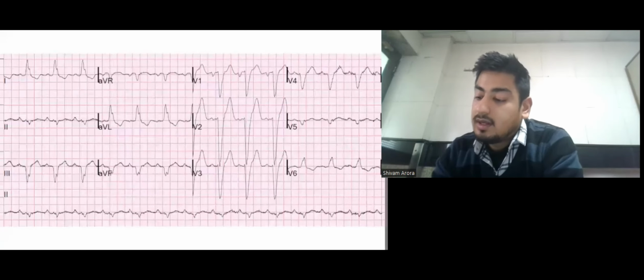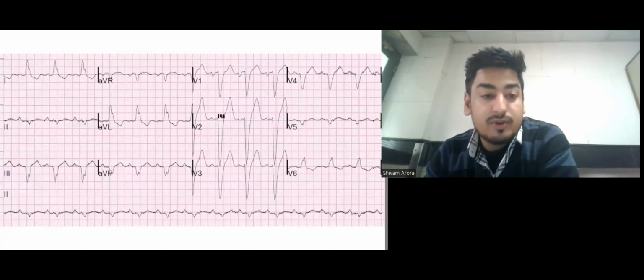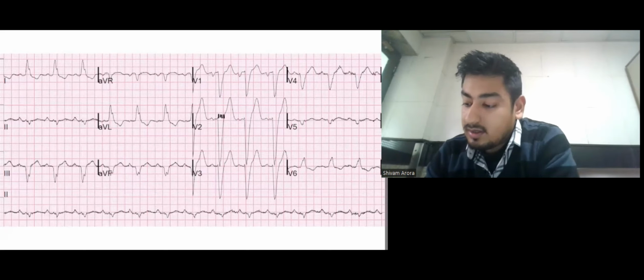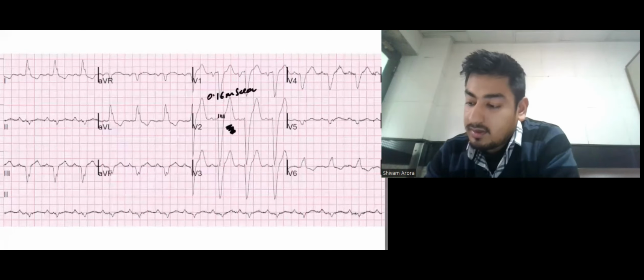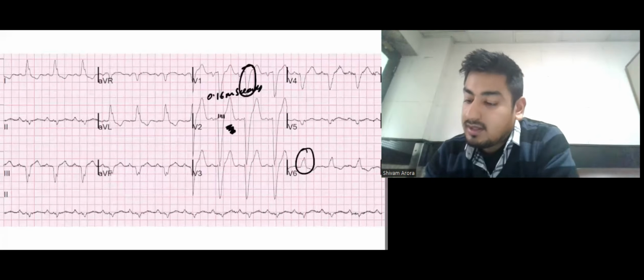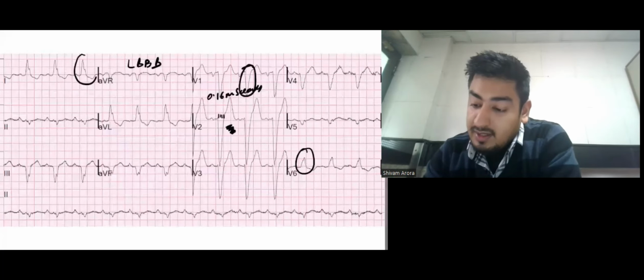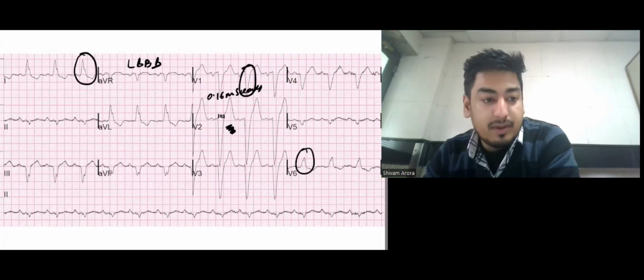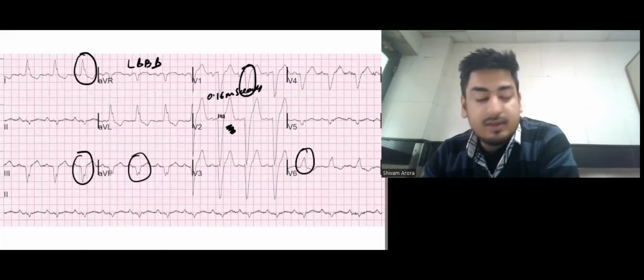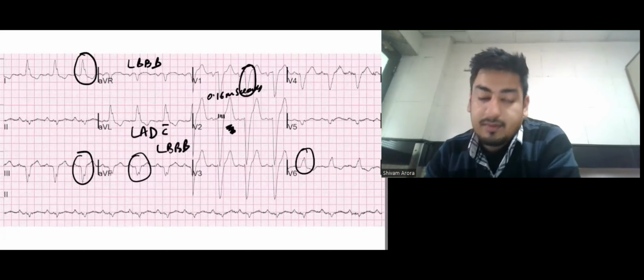Okay. So in this ECG, again, we can see the QRS is broad. The duration of QRS is 4 small squares. Okay. So it is 0.16 seconds. Also, we can see we have this V pattern in V1 and M pattern in V6. So this is an ECG of left bundle branch block. Also, we can see that in lead 1, QRS is upright, and in lead 3 or lead aVF, QRS is downward. So this is left axis deviation with left bundle branch block.